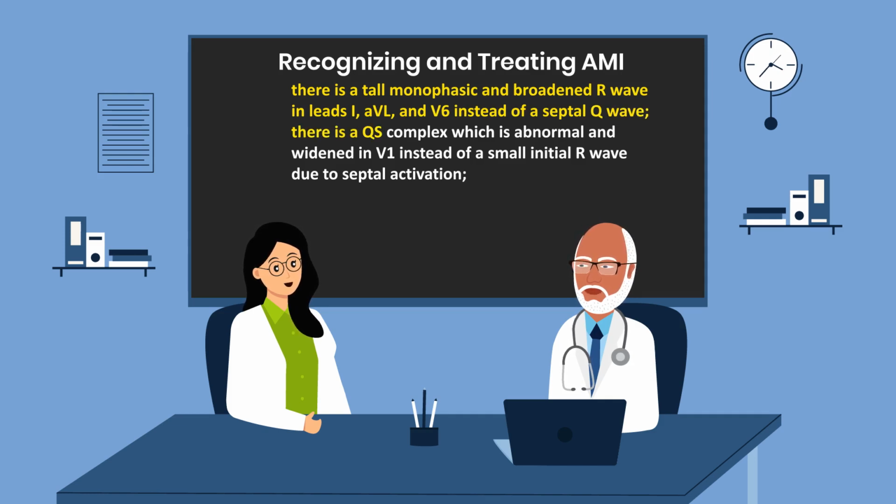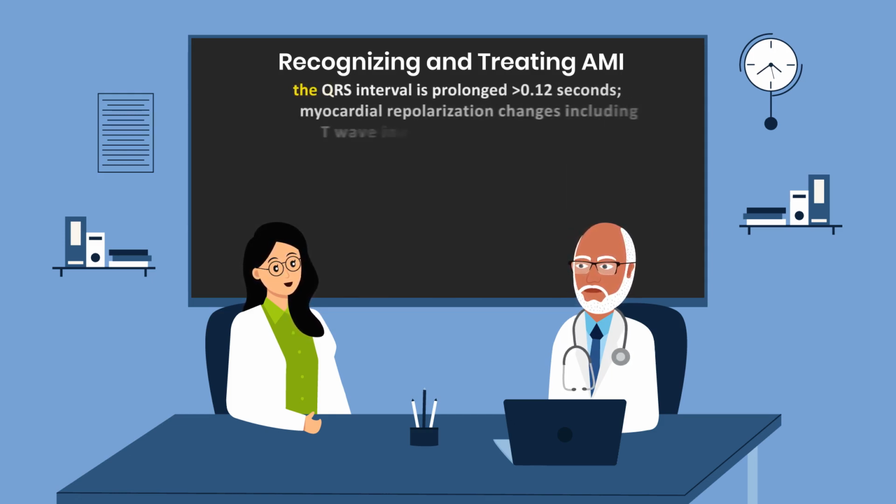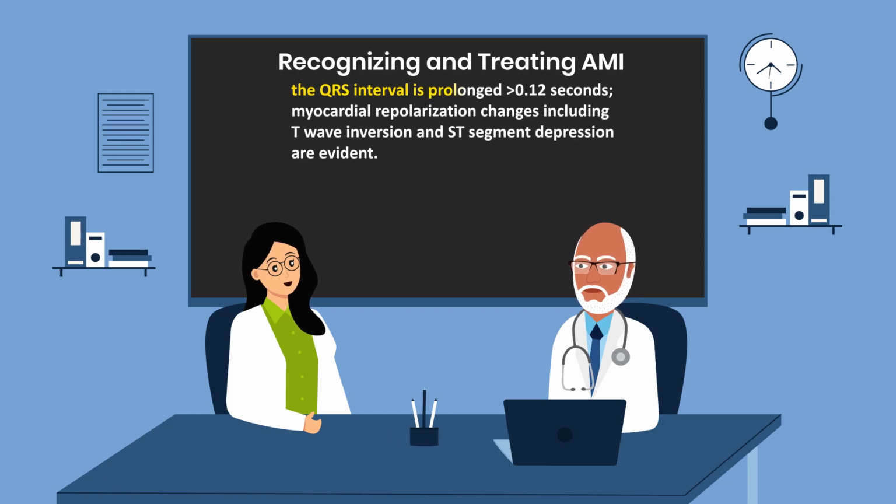There is a QS complex which is abnormal and widened in V1 instead of a small initial R wave due to septal activation. The QRS interval is prolonged, greater than 0.12 seconds. Myocardial repolarization changes including T wave inversion and ST depression are evident.